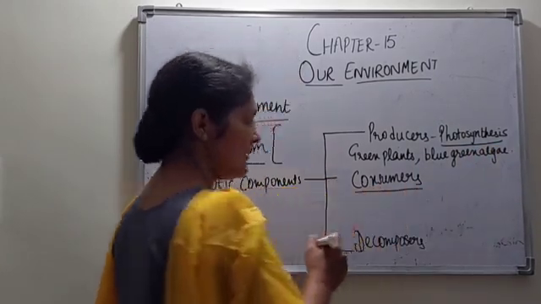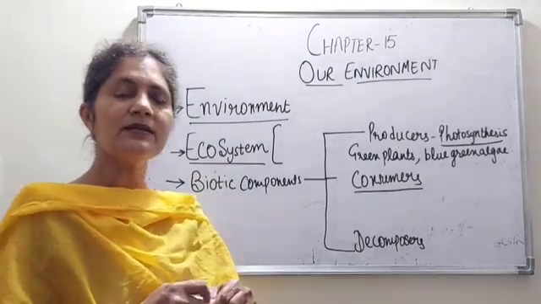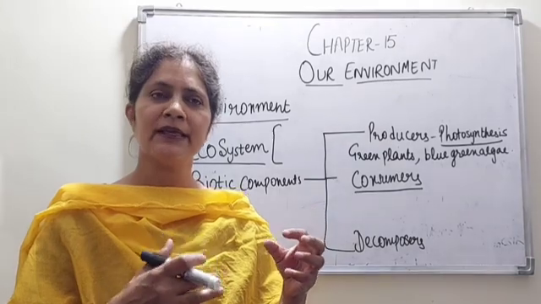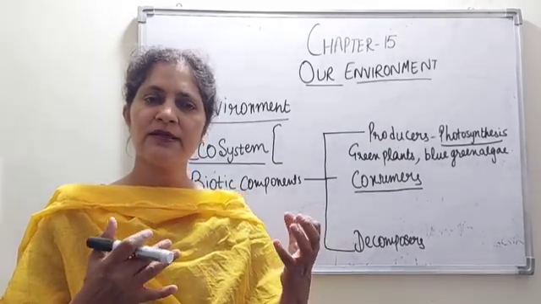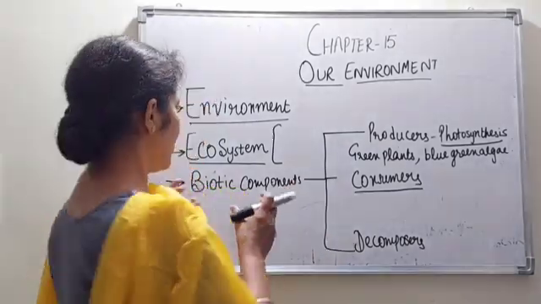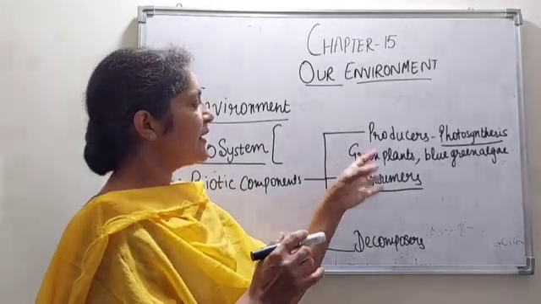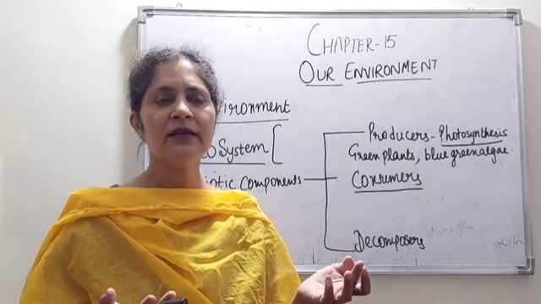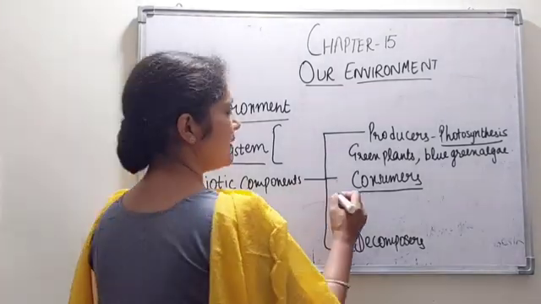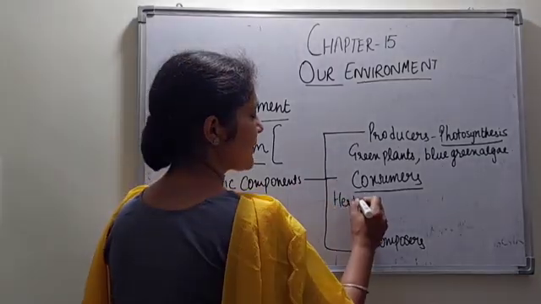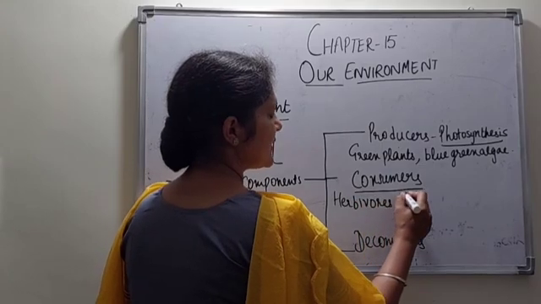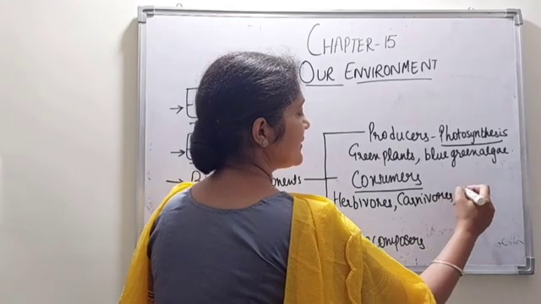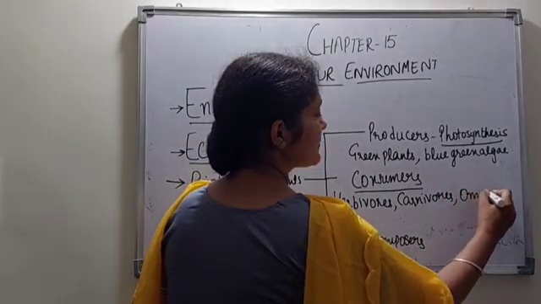Now second come the consumers. Consumers, as the name suggests, they consume the food produced by the producers. Consumers are the secondary biotic component which eat the food produced by the producers. Now consumers are again of three types. One are herbivores, second are carnivores, and third are omnivores.